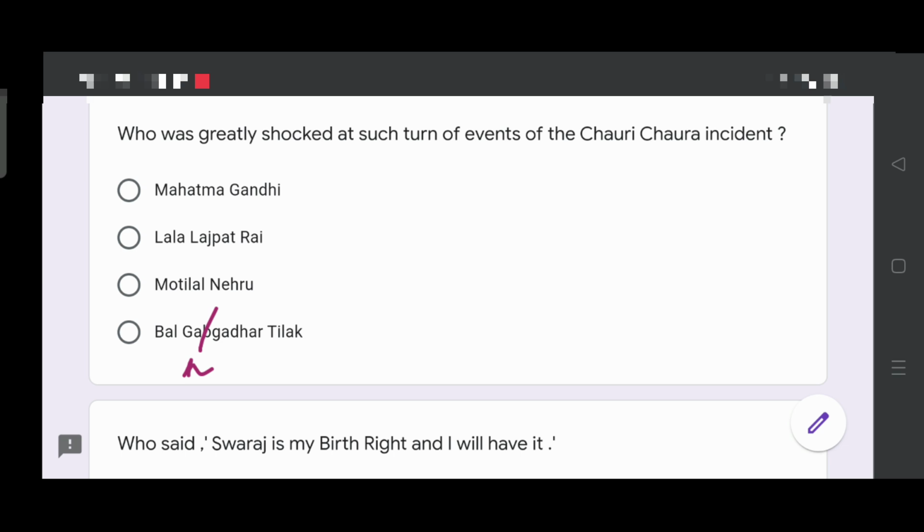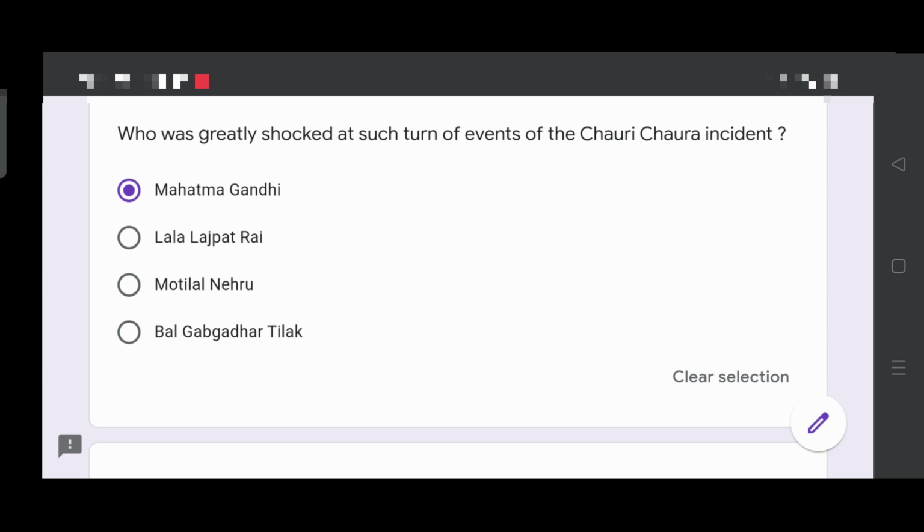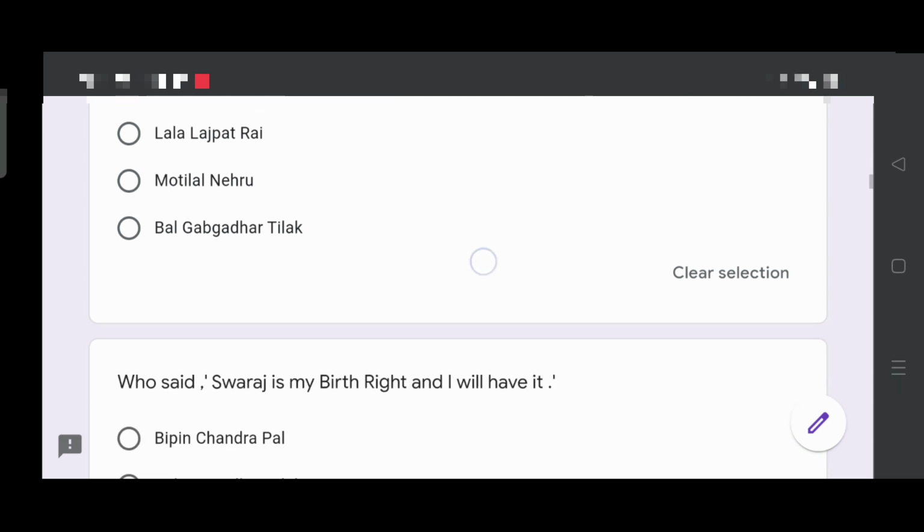The next one. Who was greatly shocked at such turn of events of the Chauri Chaura incident? Mahatma Gandhi, Lala Lajpat Rai, Motilal Nehru or Bal Gangadhar Tilak? The right answer is Mahatma Gandhi was greatly shocked at such turn of events of the Chauri Chaura incident. The first option is the right answer.